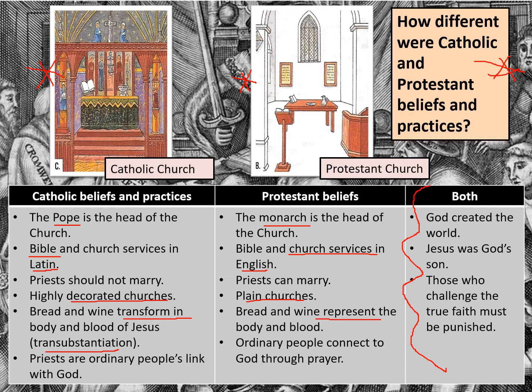The last one that I wanted to mention is the point about the connections with God. Protestants believe that the Bible should be in English because they wanted ordinary people to connect with God through prayer personally themselves, whereas Catholics believed that the priests were actually the people's link with God. And that's something that basically was reformed in the Reformation. So I hope you managed to pick out a few of those key points, and I hope you managed to write some down. Let's move on to the next task.